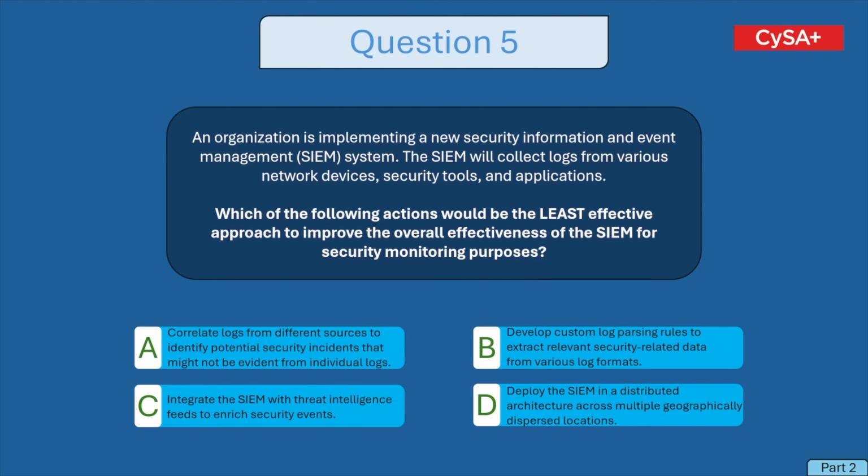And the one that stands out to me is going to be D. D seems like it's more focused on high availability and redundancy, and it would be the least effective for security monitoring. While still important in this given scenario, it doesn't really directly support security monitoring. So I'm going with D.